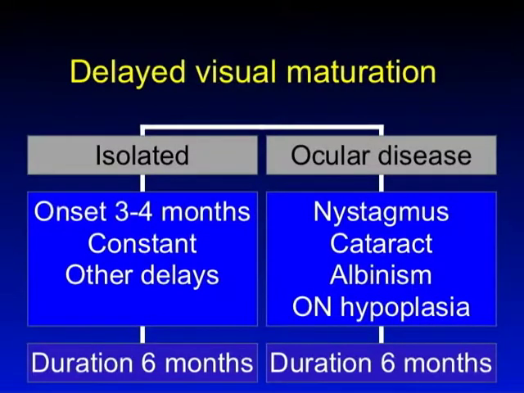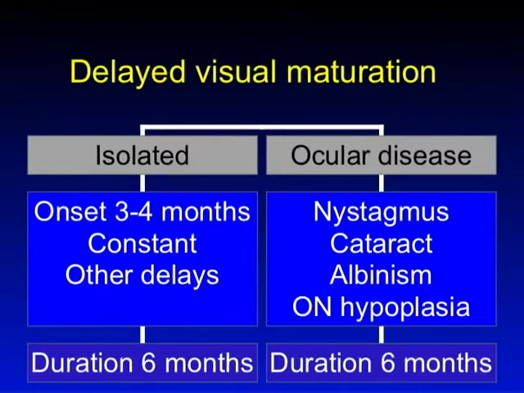Delayed visual maturation. So it's a kid that looks like he's blind. In the first 3 or 4 months of life, the patient does not respond well to light stimulation or objects, and usually lasts 6 months, but is normal up to 12 months of life. Remember that. If the patient is completely normal, doesn't have any neurological problems, and doesn't have any other ocular abnormalities, you don't need to do any workup. It's very commonly seen in patients that were born prematurely.